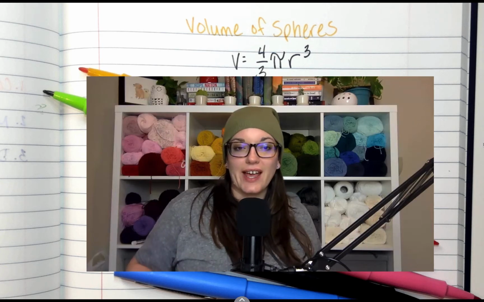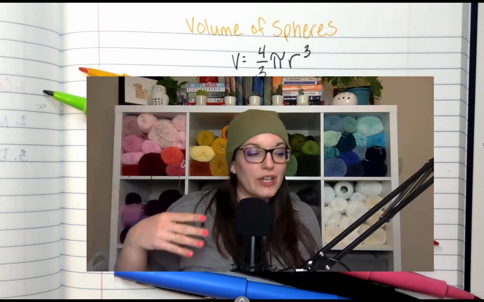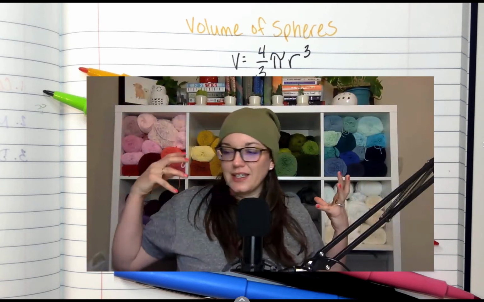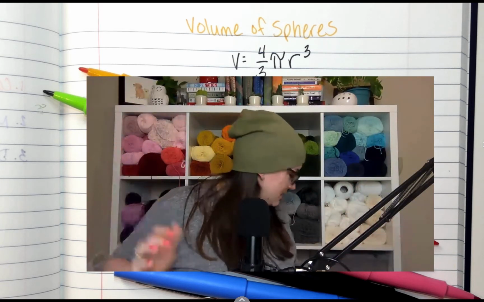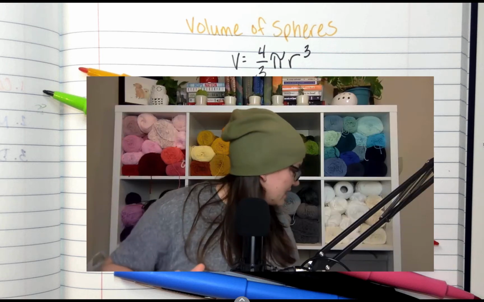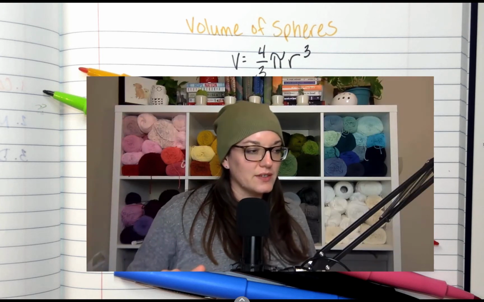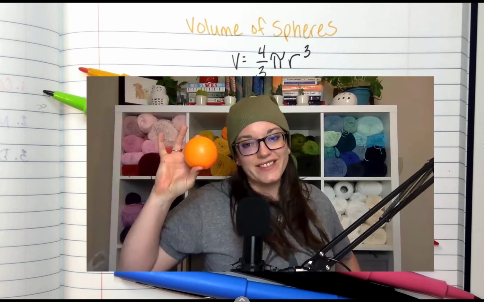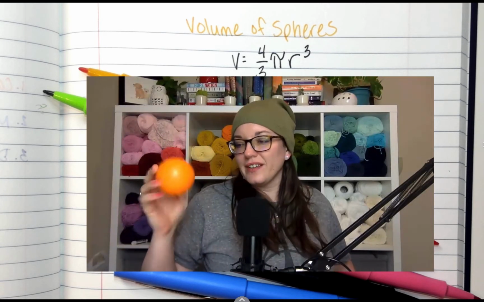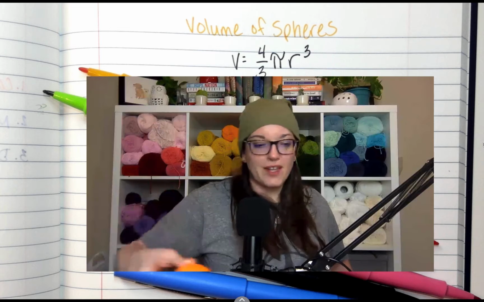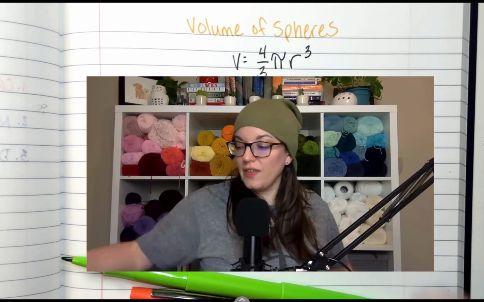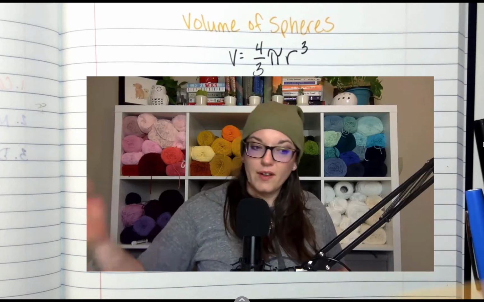Today we are looking at spheres. Spheres are round objects like planets. I don't have a single example around. So, okay, this is a sphere. So, we're going to learn how to find the volume of those kinds of objects.